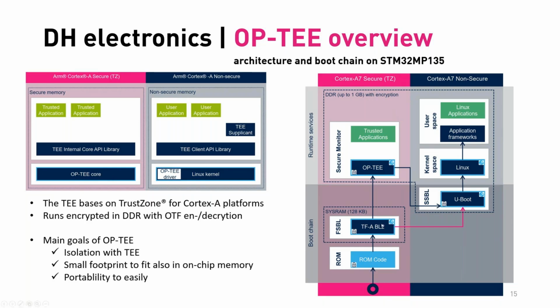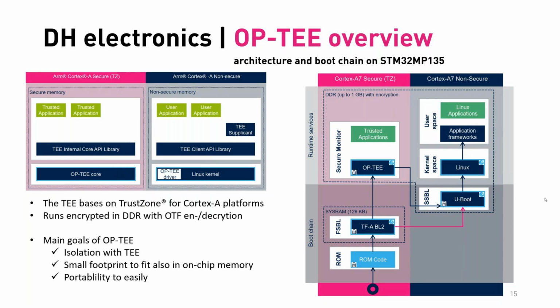Genau. And the main goals of OPT is the isolation, to run two independent software ecosystems on the same SoC. It should be very, very small, as it must fit mostly in the on-chip memory, as RAM encryption is a very rare feature today in low-cost SoCs. And last but not least, the last feature was the portability, as it's stated in the name, open portable trusted execution environment.